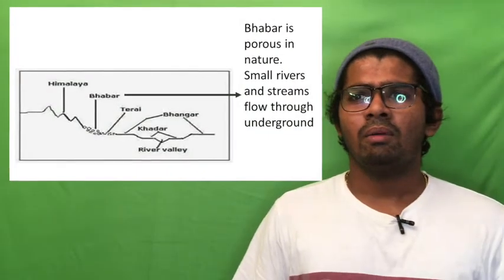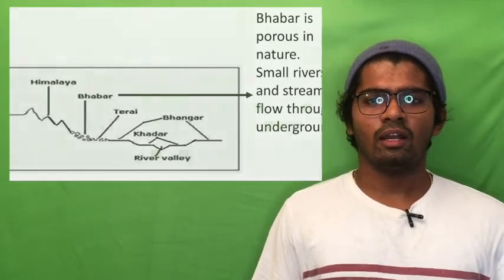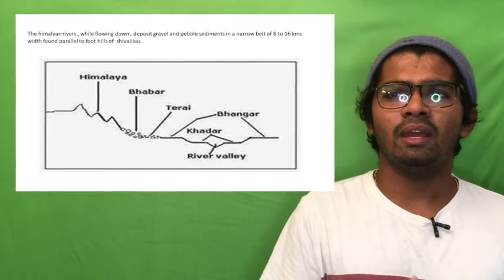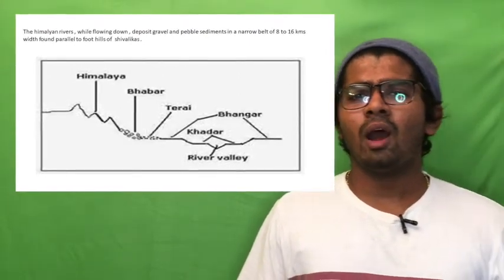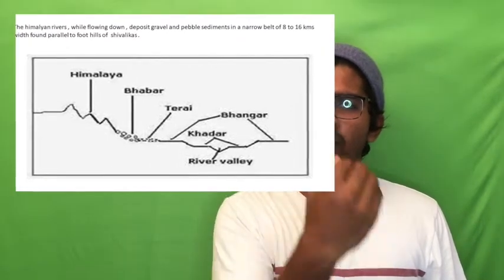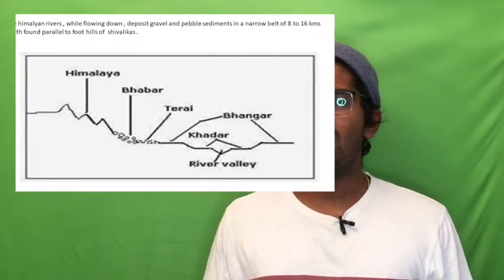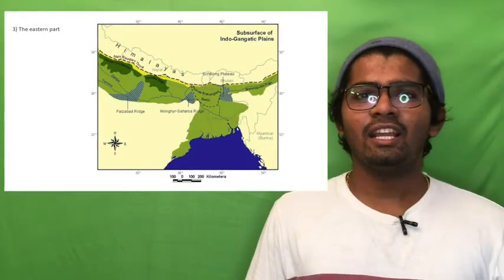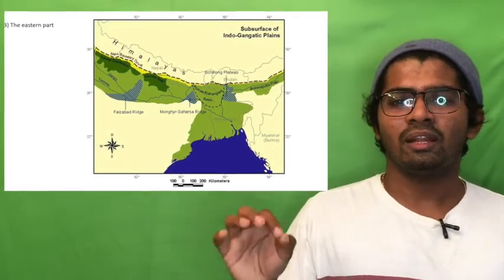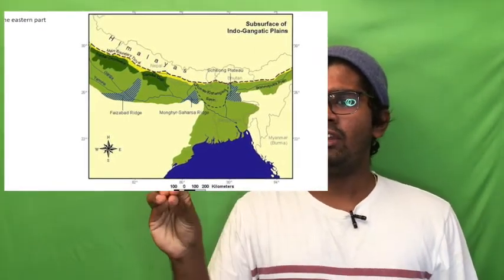Here I have mentioned Bhabar is porous in nature. Small rivers and streams flow through underground. Terai is the marshy land because the streams from the Bhabar area reappear in the Terai. So you might be wondering how they reappear. Because Bhabar are actually porous rocks, the water seeps through those rocks and reappears because the elevation has changed to a lower area, which is the Terai. The region had thick forest and a rich variety of wildlife because of the Terai region in Uttar Pradesh. On the top I have marked it in green in that picture. In that picture you can clearly see where the Terai region is.